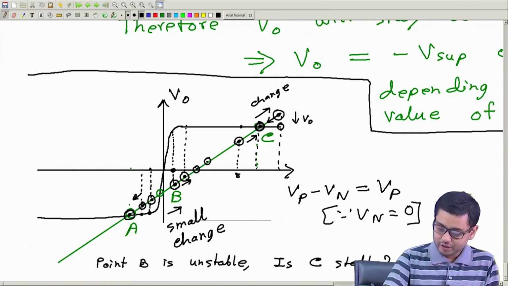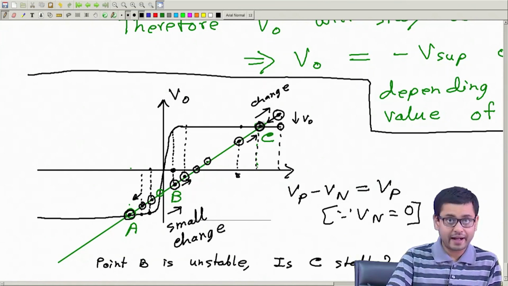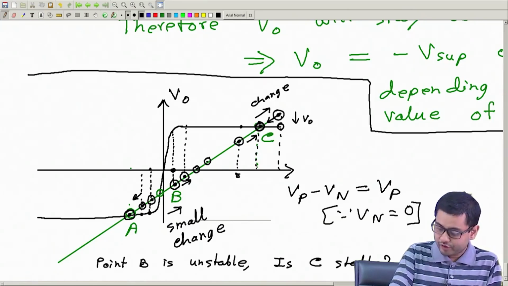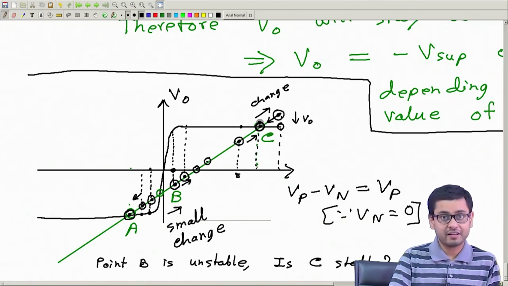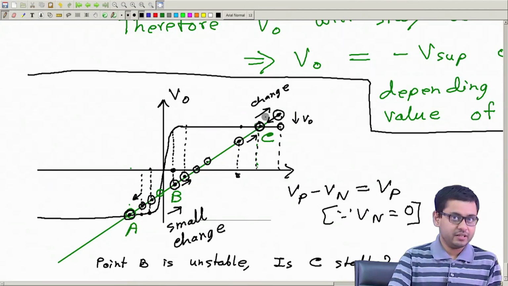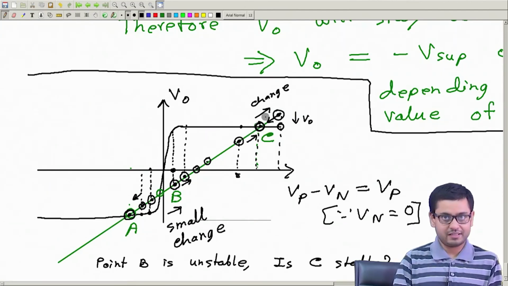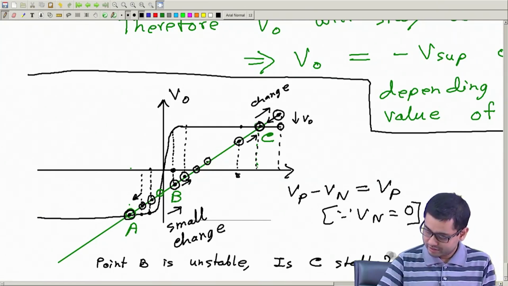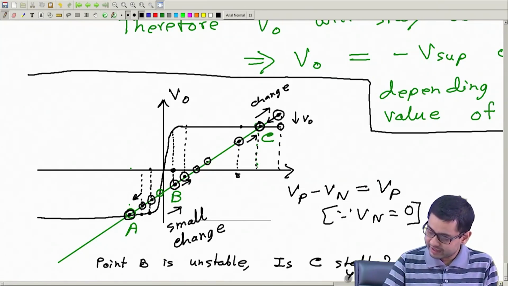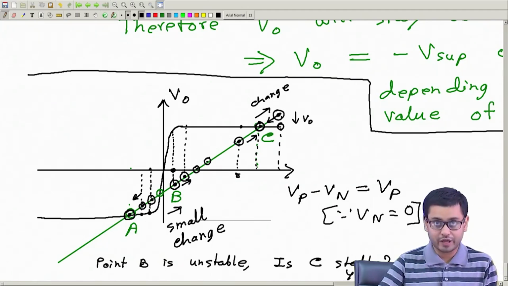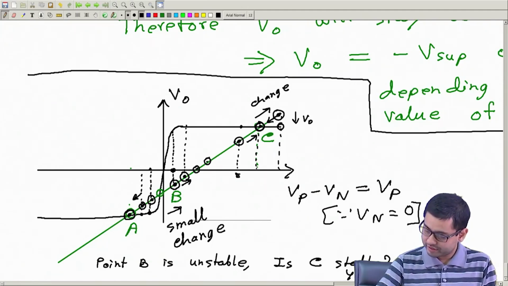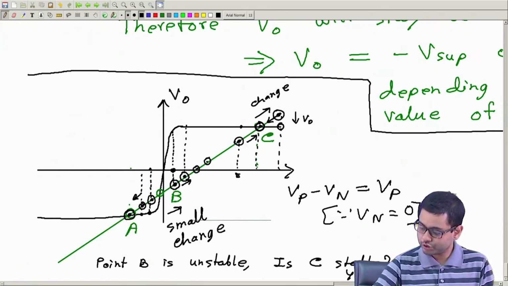So if I move away from here to here, I will go back. If I move away from here to here, I will go back. Therefore this is a point which is stable, because if I move away, I go back. Okay, so is point C stable? Yes. Similarly, you can show that A, this point, is also stable.